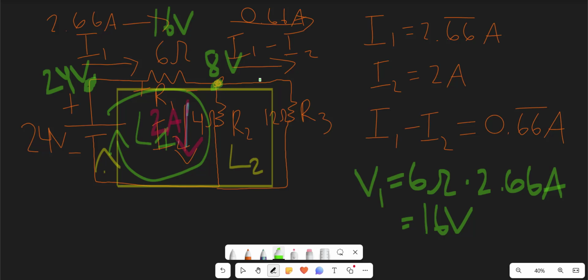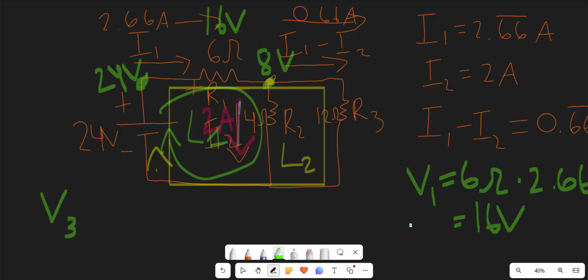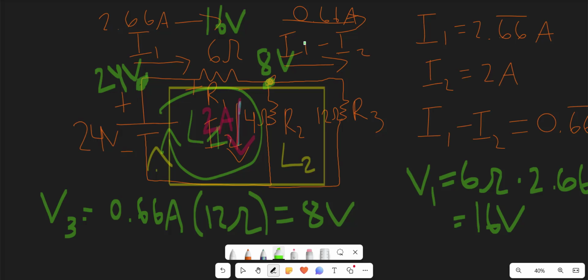And now let's do the same for the current flowing through this branch right here. So if we calculate the voltage drop across R3, that's going to be 0.66 amps times 12 ohms, and that's going to give us 8 volts. So once again, that matches what we have here. So therefore, our answer is correct.